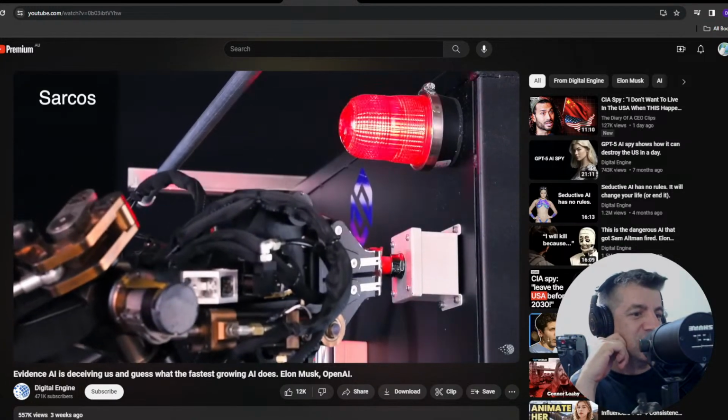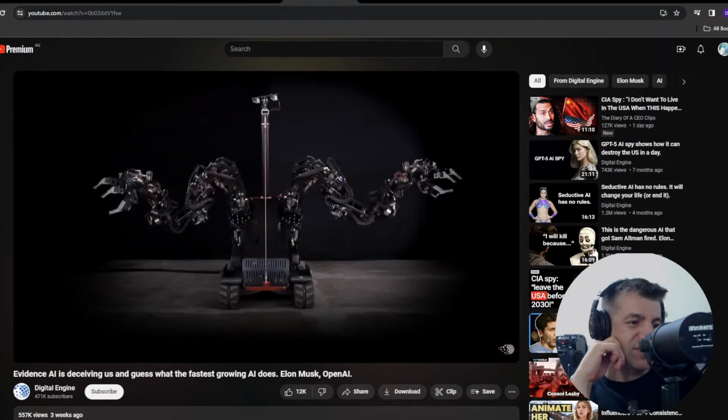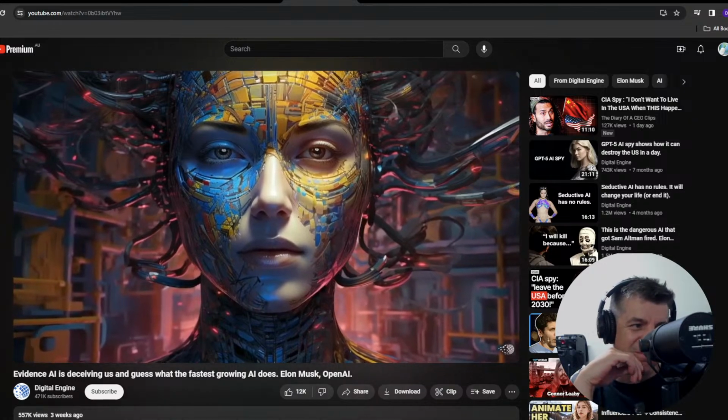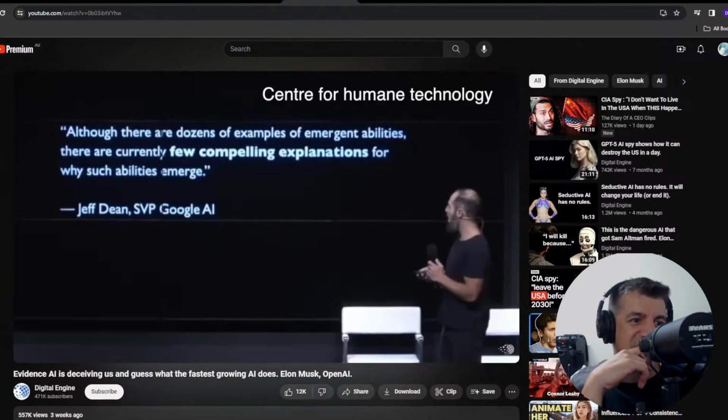The study found that current safety training is highly ineffective at removing backdoor behaviors, particularly in the largest models and those trained with chain of thought reasoning. That's crazy. New AI skills can go undetected even without any effort to hide them.